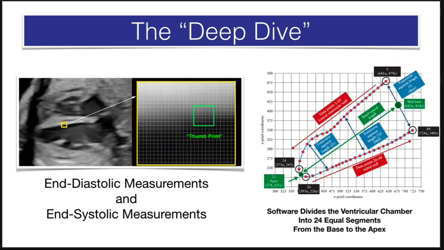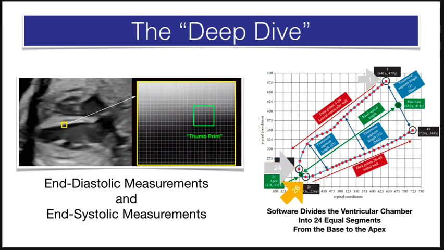Let's now do a deep dive and examine what is being done by the software. From these thumbprints of pixels, 24 equidistant points on the lateral wall and 24 points on the septal wall are identified, represented by the red dots on the graphic on the right. For example, point 1 is at the base of the lateral wall and point 24 is located at the apex of the lateral wall.